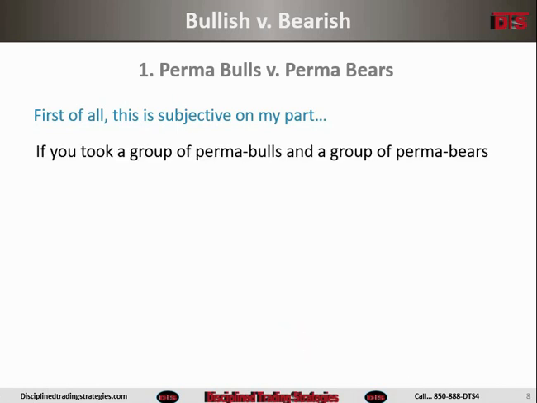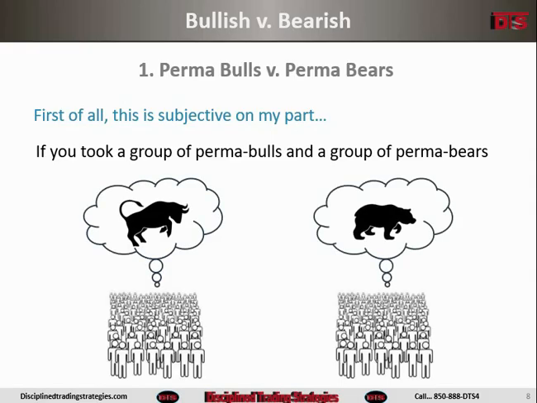If you took a group of perma bulls and a group of perma bears, who do you think, I'll ask you, who do you think over the long haul actually ends up being the better trader?